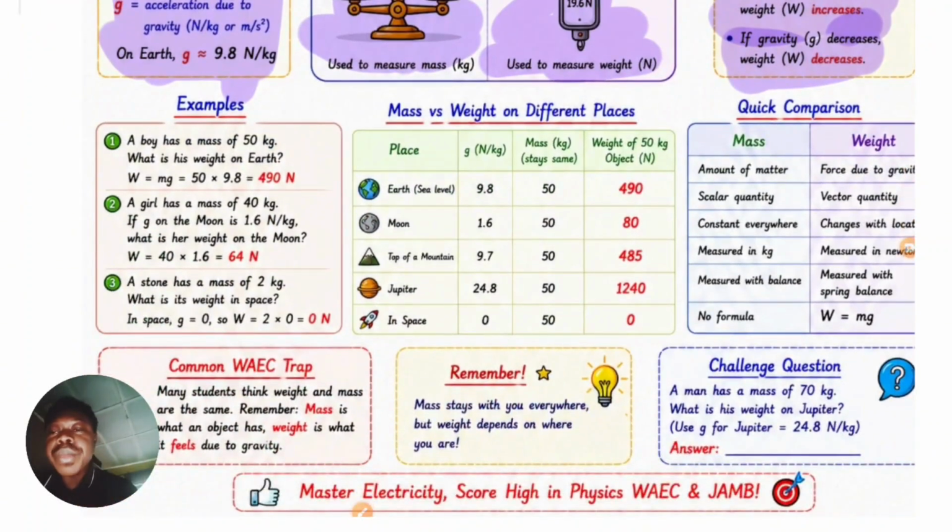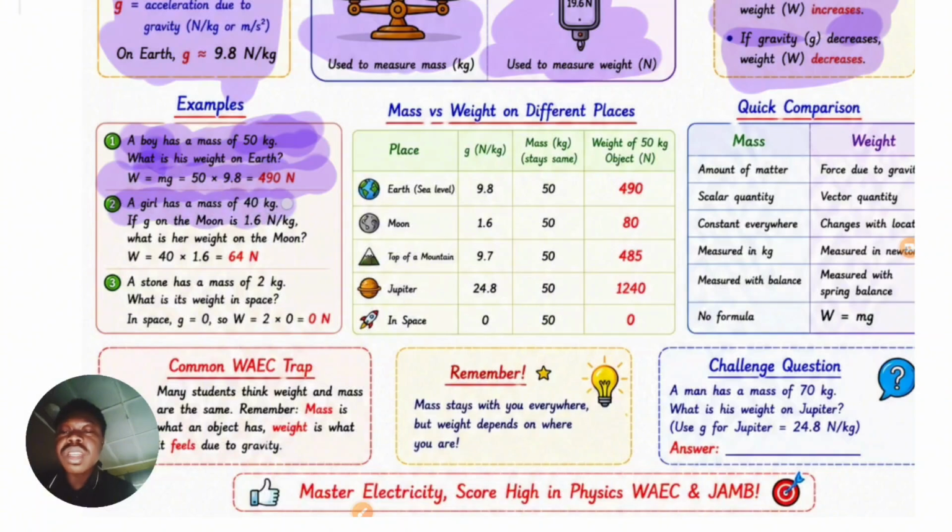Look at the question here based on calculation. A boy has a mass of 50 kilograms. What is his weight on the earth? We know that W equals mg. So our m is 50 multiplied by 9.8 gives you 490 Newton.